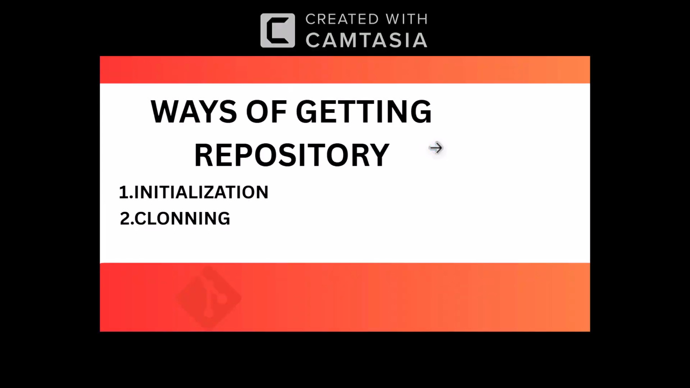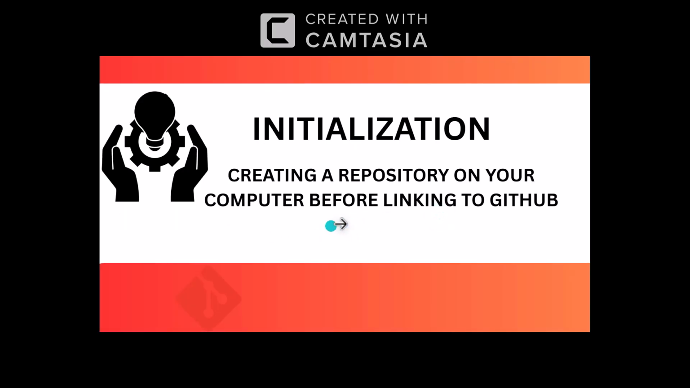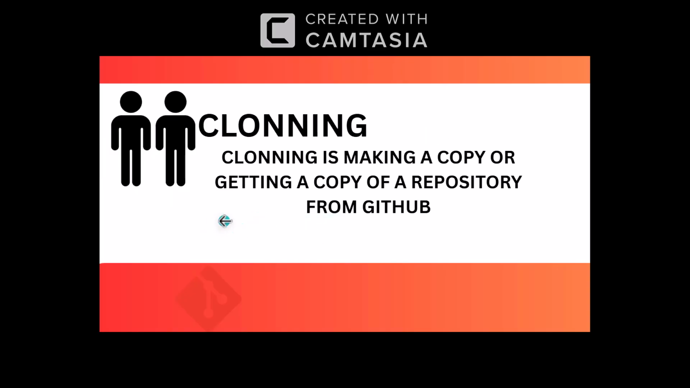So now we are going to be moving on to the ways of getting a repository. Now as you can see here, there are two ways of getting a repository. The first one is initialization and the second one by cloning. So initialization works like creating a repository on your computer before linking it to GitHub. When you initialize the repository on your computer, it's stored locally and not on GitHub.